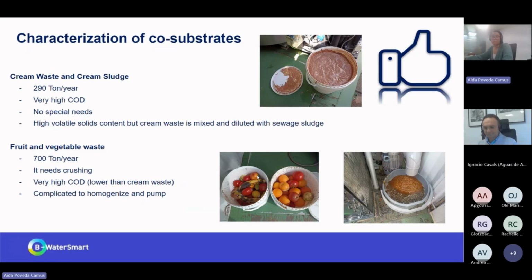The only drawback of this waste is that it needs grinding and homogenization due to its variability and consistency, adding an extra step to the whole process. To sum up, oils and fats are not a feasible option for co-digestion due to their lower volatile solids value, whereas the wastes of the ice cream factory and fruit and vegetable are a good option for this pilot.